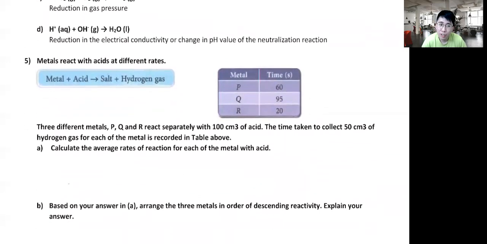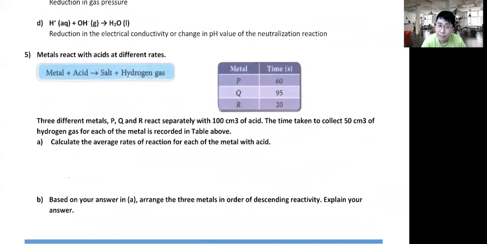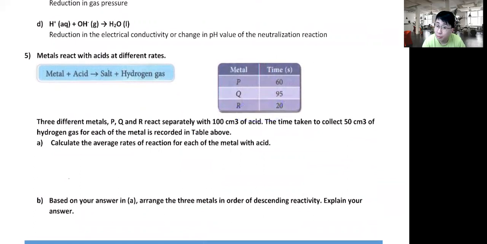Okay, so moving on, metals react with acid at different rates. Metal with acid, you get salt plus hydrogen gas. Metal P takes 60 seconds, Q takes 95 seconds, and R takes 20 seconds. So definitely, I would say R is the most reactive metal because it only takes 20 seconds to react with the acid. Oh, shorter time, higher rate of reaction.